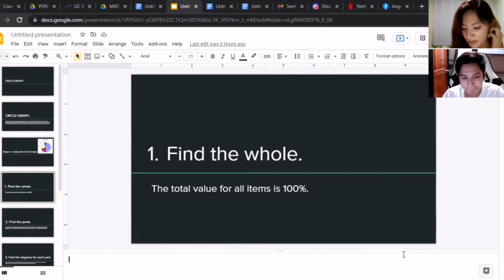Adding all the expenses together, we get 50% plus 20% plus 15% plus 10% plus 5%, which is equal to 100%. The total value for all items is 100%.